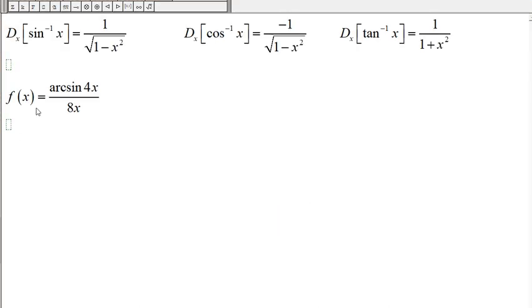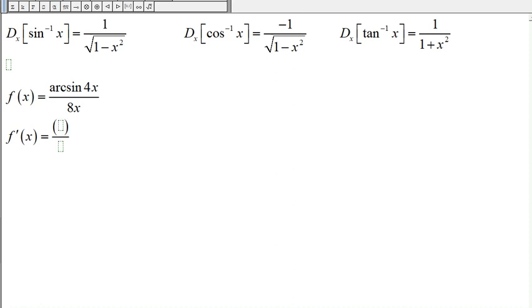Here we have the function arc sine or sine inverse of 4x divided by 8x, and we want to find the derivative. And so this is a quotient, so we have to use the quotient rule for derivative.